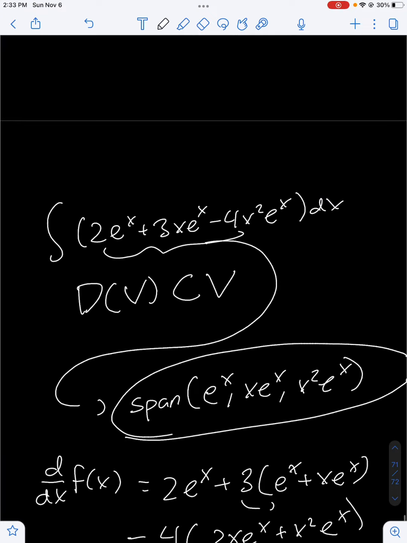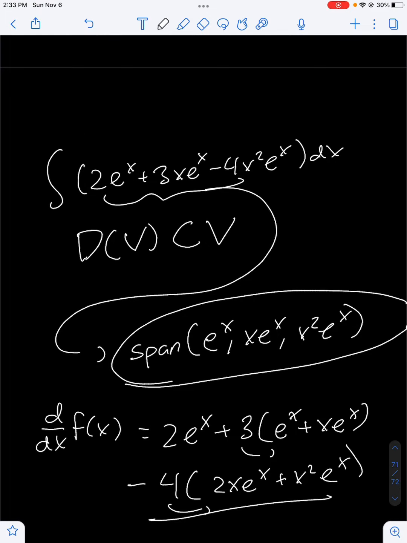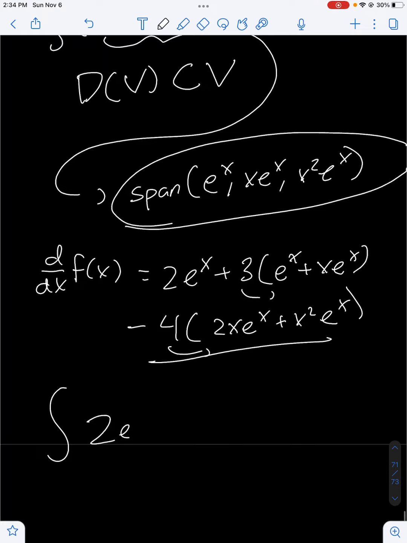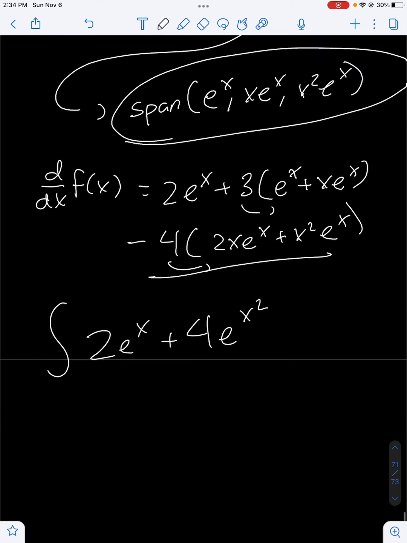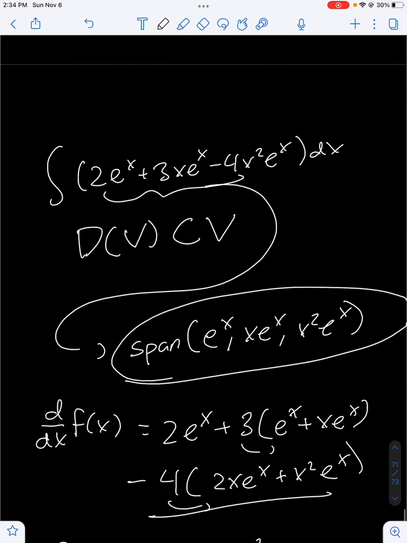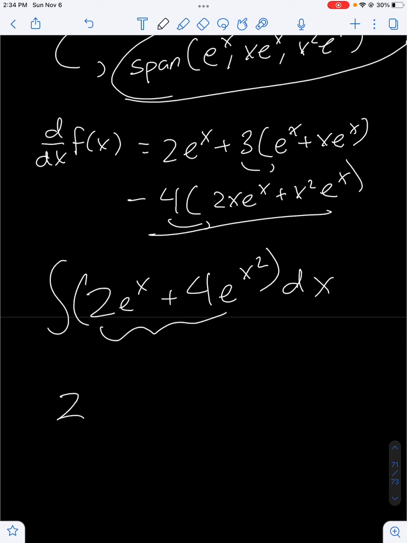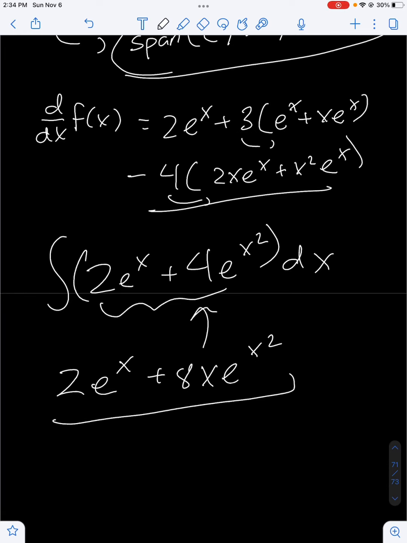So that's why we are able to do this, because our derivative acting on the vector will actually be a member of the vector space. But if we had something like the integral of 2e^x + 4e^(x^2), we will not be able to do this method, because the derivative of the inside is going to be 2e^x + 4, so plus 8x e^(x^2). And this is not going to be in the span.